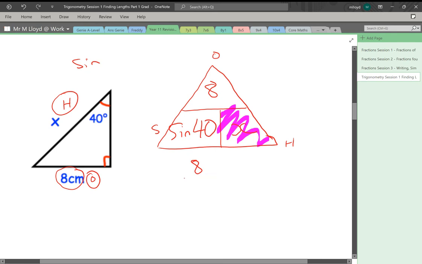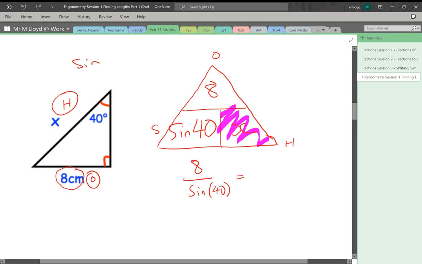So 8 is over sin 40. Now, something else I'm just going to tell you is your calculator will open a bracket as soon as you hit the sin button. I want you to get into the habit of closing the bracket when you've written the angle. The reason why is if you're going to multiply at some point and you don't close that bracket, BIDMAS will come to haunt you and you'll get an incorrect answer.